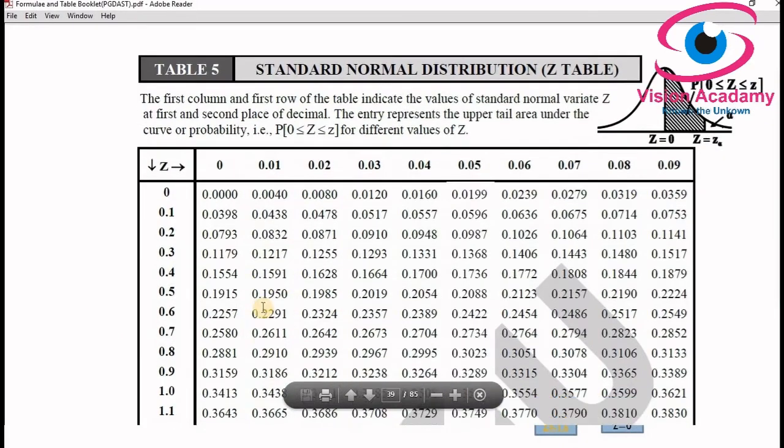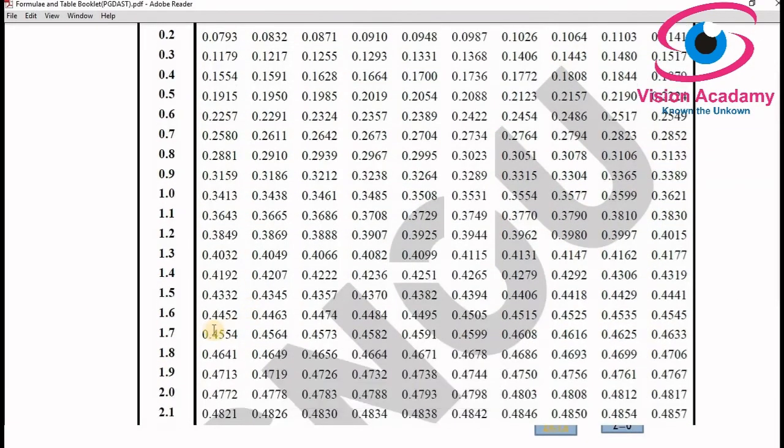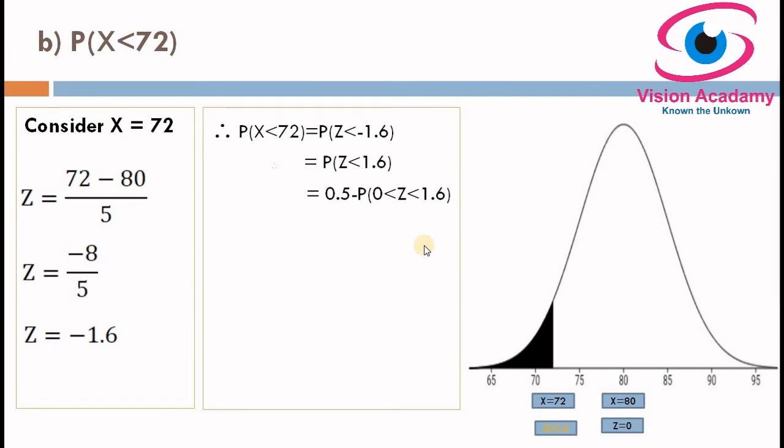Our Z value is 1.6. I will plot 1.6 in the table. So our Z value is purely 1.6, not 1.6123 like that. So I have to look at 1.60. So our Z score value for 1.6 is 0.4452. Now I have to subtract this 0.4452 from 0.5. Then I will get our whole interested area.